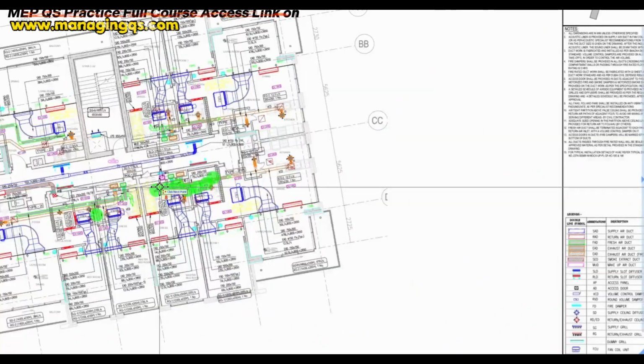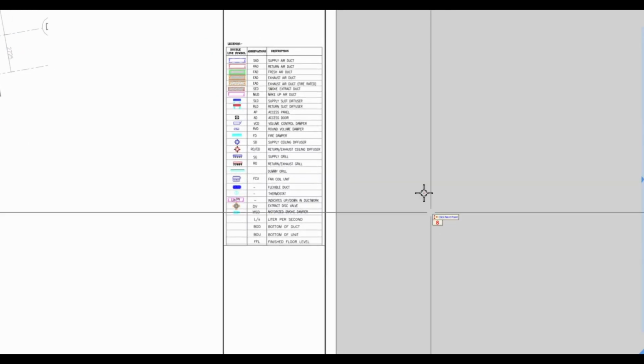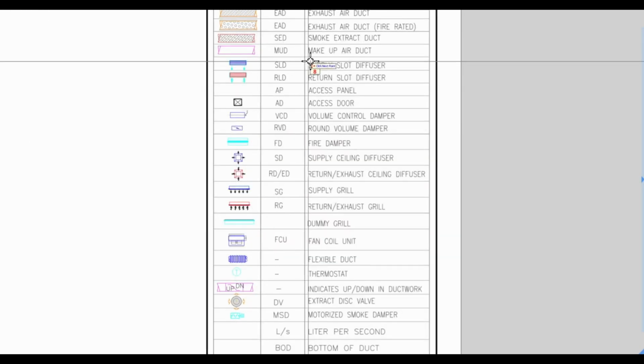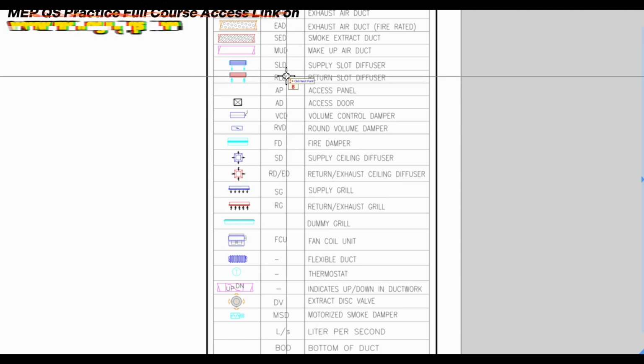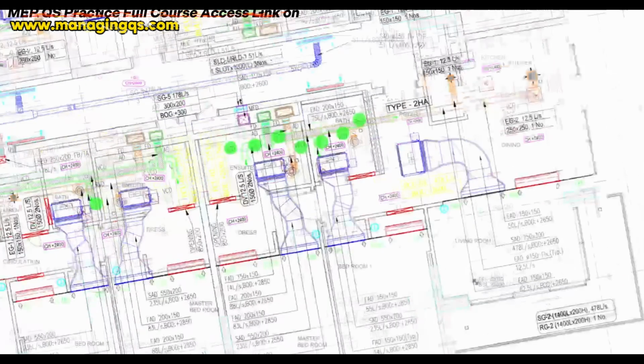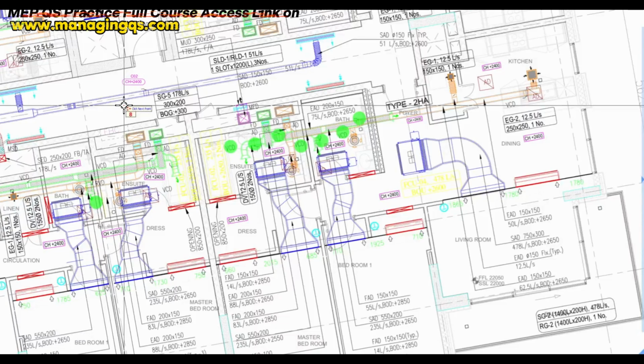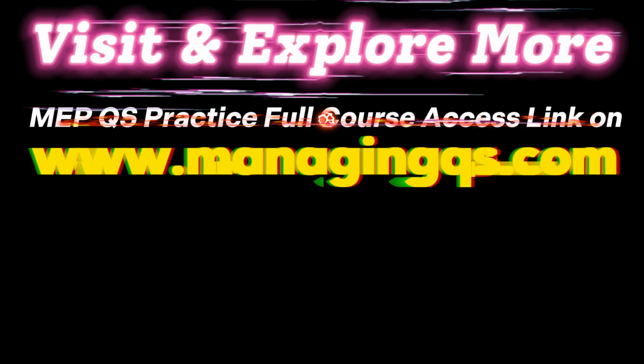Not only for the VCD and RVD, you can see there are a lot of items involved in the HVAC system, so you have to identify each and every item in the drawing very carefully. You must have proper knowledge before starting the quantity takeoff.